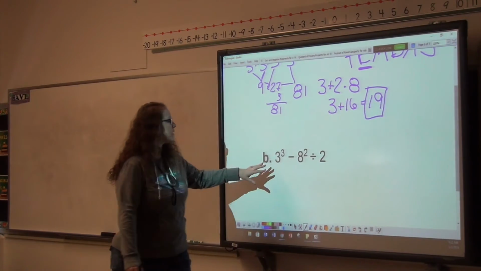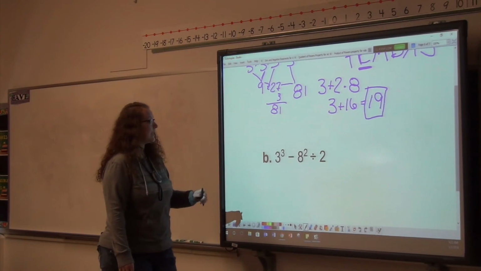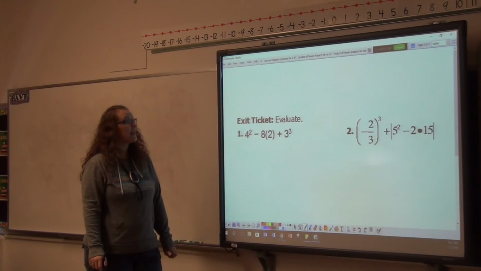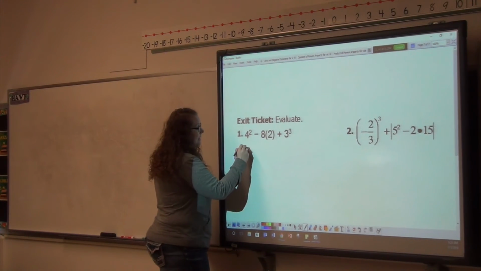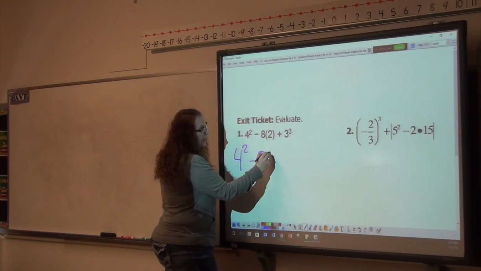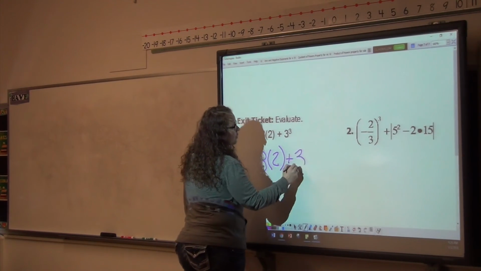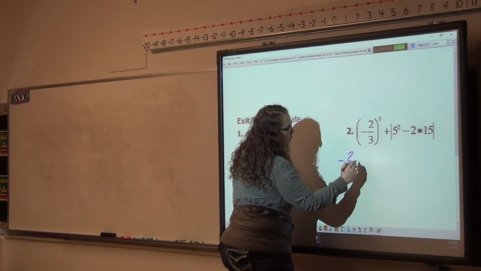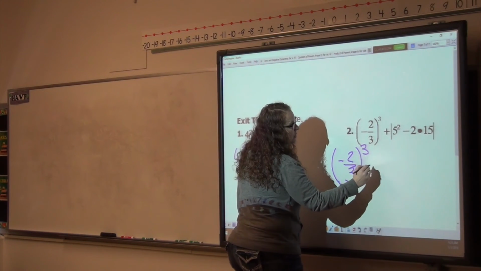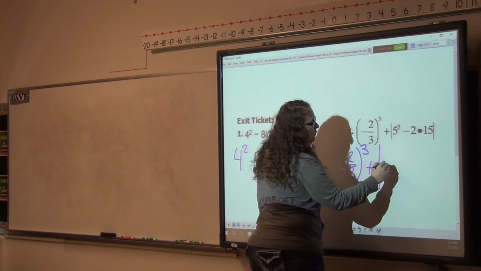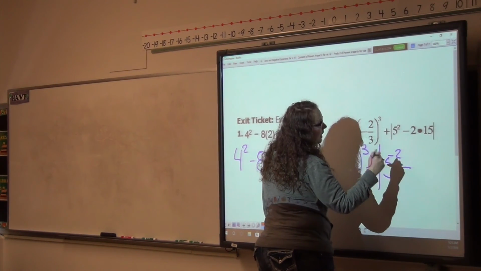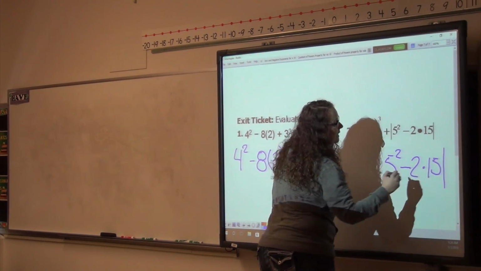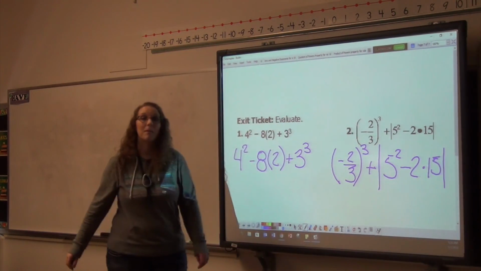Okay, I want you to do this one on your own. We will talk about it in class tomorrow. This one is your exit ticket. I want you to do these and we will talk about them in class tomorrow. This one, if you cannot see, it says 4² − 8 × 2 + 3³, or 3 to the 3rd. This one says −2/3³ plus the absolute value of the quantity 5² − 2 × 15. So try those at home and we will talk about them in class tomorrow.